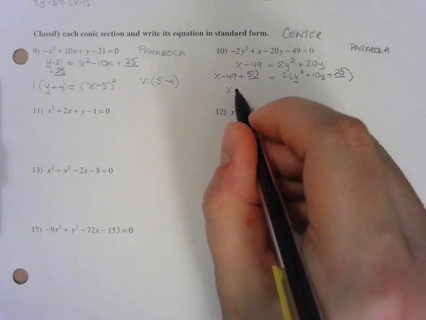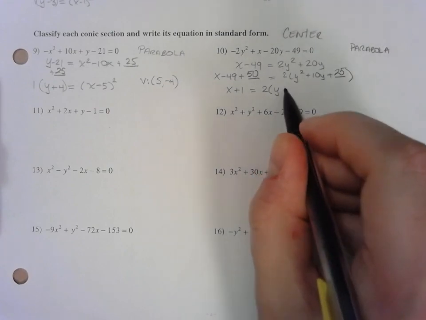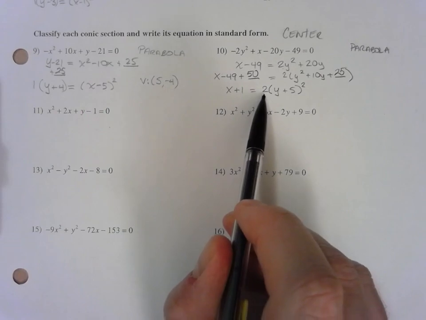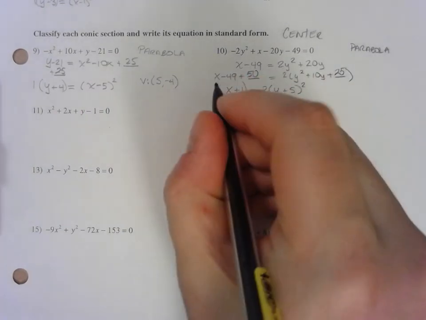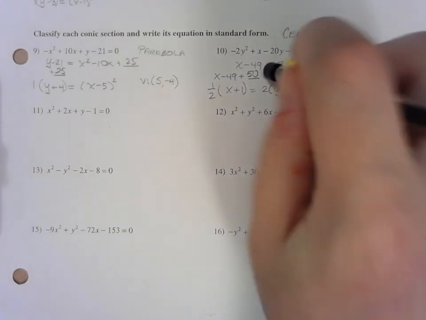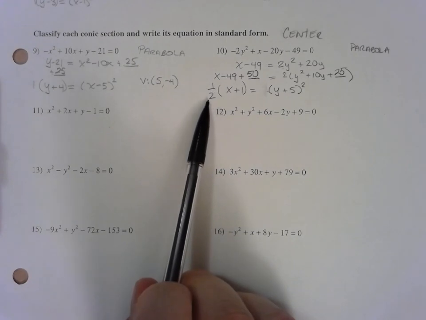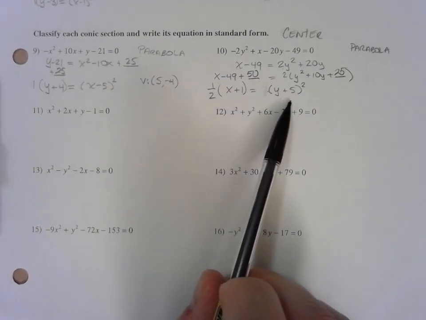The quantity x plus 1 is equal to 2 times the quantity y plus 5 squared. If you want to move the 2 to the other side and make it resemble more of a standard form, we would divide both sides by 2 to eliminate the 2 that I just erased. This is the representation of the value of 4p. 4px equals the quantity y plus 5 squared.